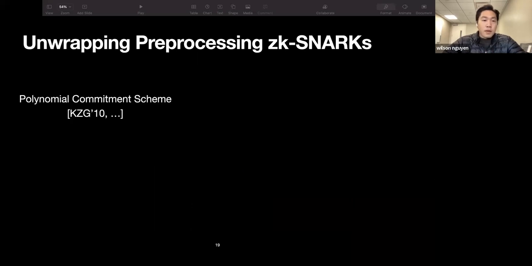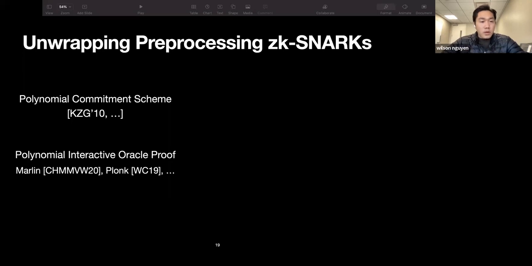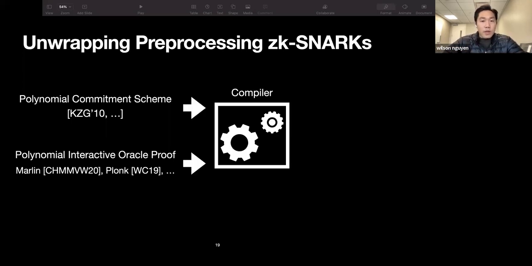So first, let's unwrap preprocessing ZK SNARKs a little bit more. As we mentioned earlier, a polynomial commitment scheme is where the prover is able to commit to some polynomial and then open it up at any point in the field. We have this notion called polynomial interactive oracle proofs, which we will define in the next slide. They plug these both into a compiler and are able to produce preprocessing ZK SNARKs. And so we will take a look at polynomial interactive oracle proofs.